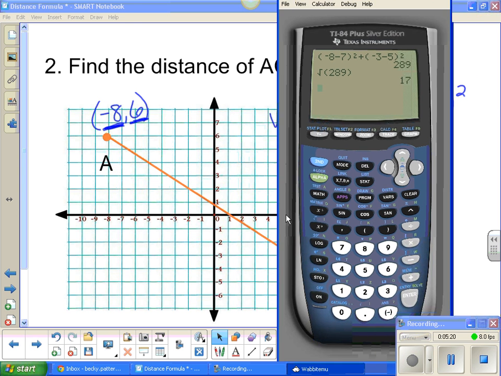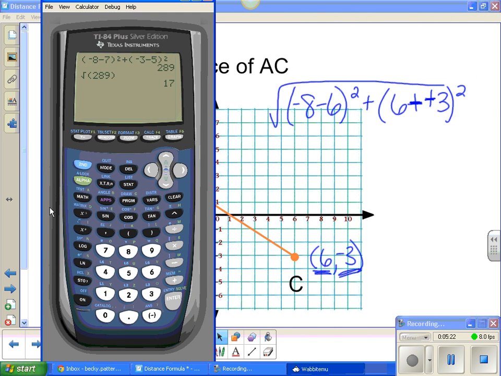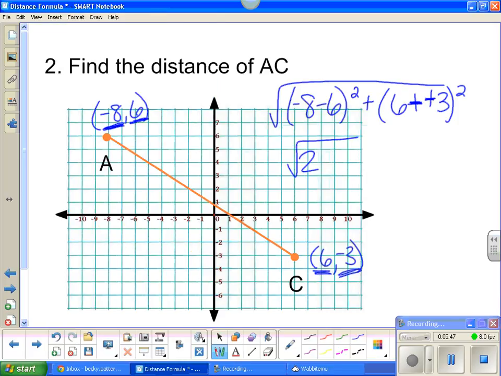So now I grab my calculator, and I don't start with my square root. I start with my parentheses. -8 minus 6 squared plus 6. Now please don't enter plus plus because your calculator will see that as an error. You know that it's just +3. Hit enter. So 277, but that's my number underneath the root.